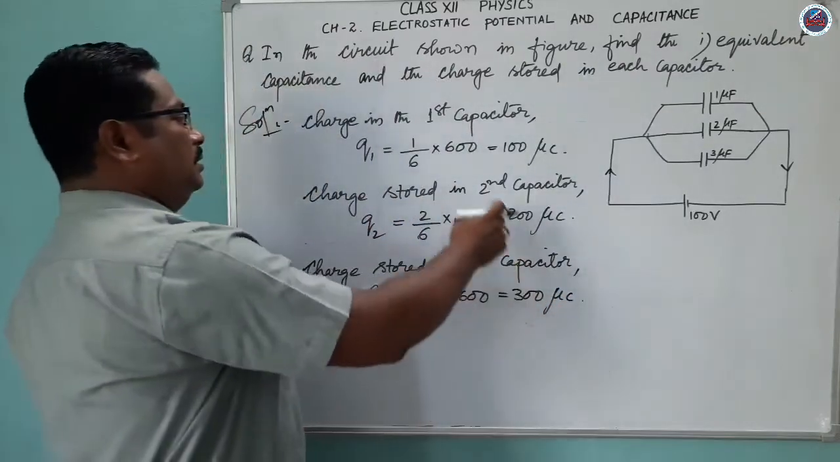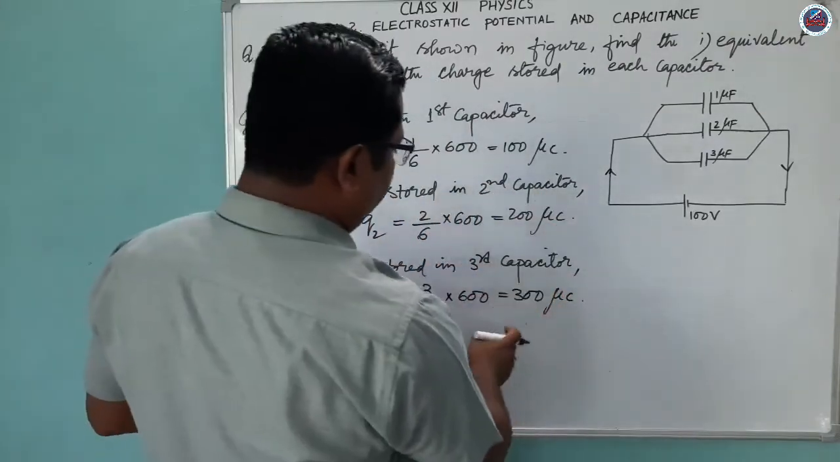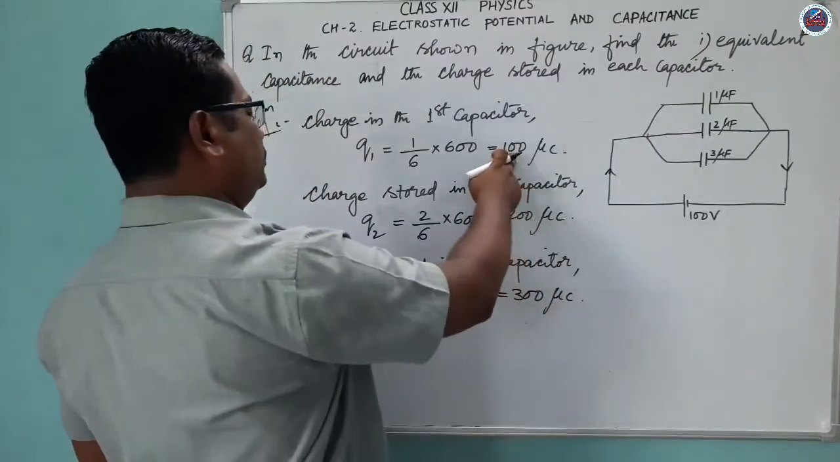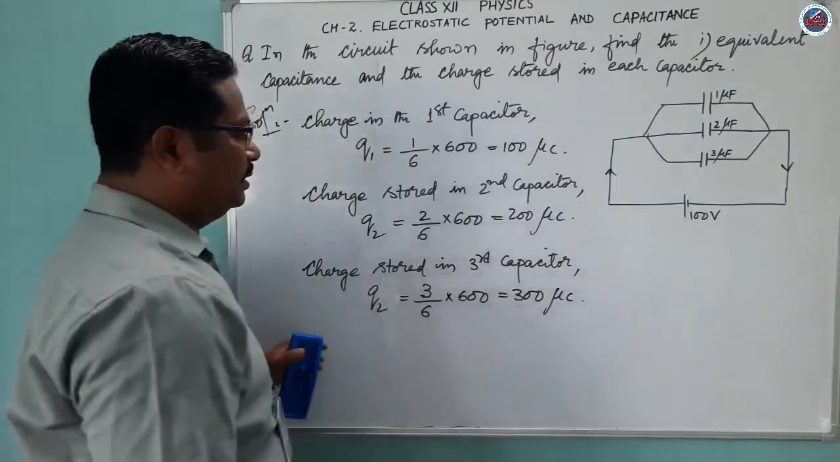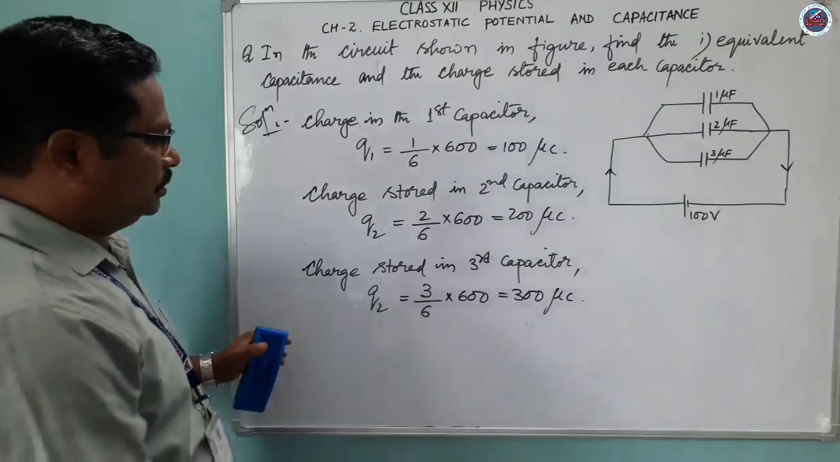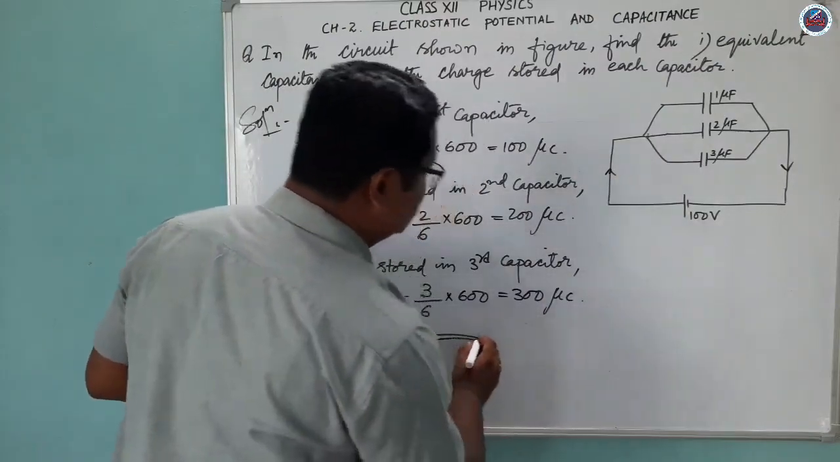So net charge should be 300 plus 200 plus 100, it should be 600 microcoulomb. So this way you can solve the questions.